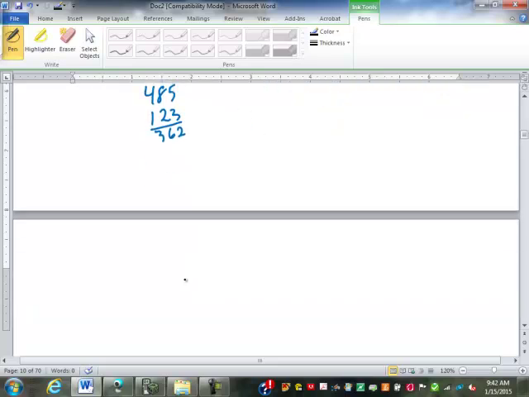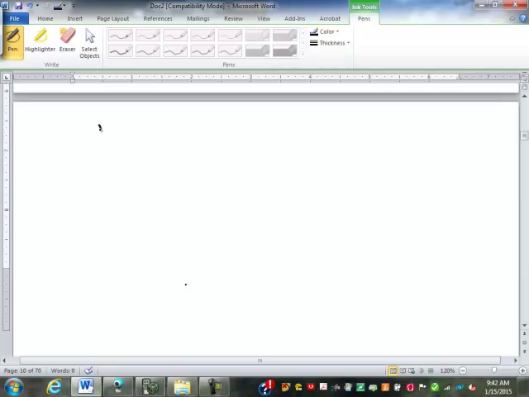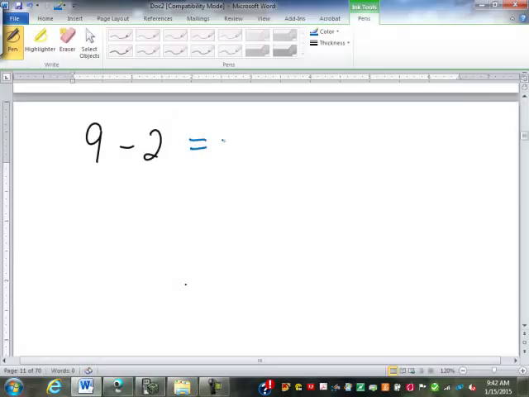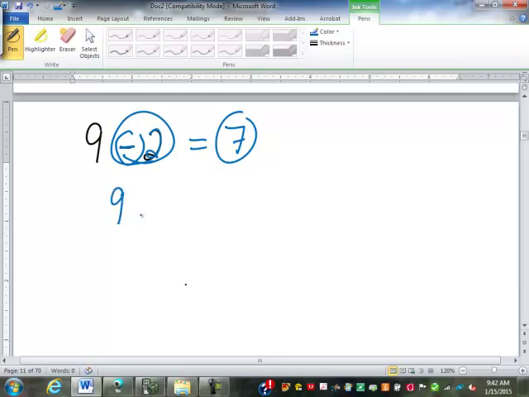Subtraction is where things got ugly. 9 minus 2, now we've done subtraction with positive numbers most of our life, so we can handle that. 9 minus 2 we know is 7. But technically, as we said, subtraction is not really an operation in itself. Subtraction is a shortcut for adding the opposite of whatever that number is. Saying subtract 2 is the same as saying 9 add the opposite of 2, which is negative 2.